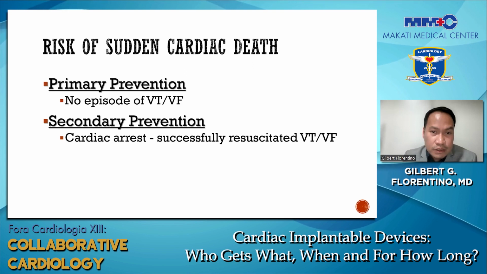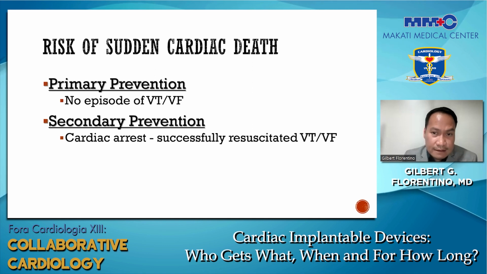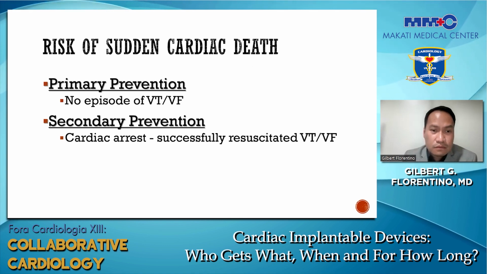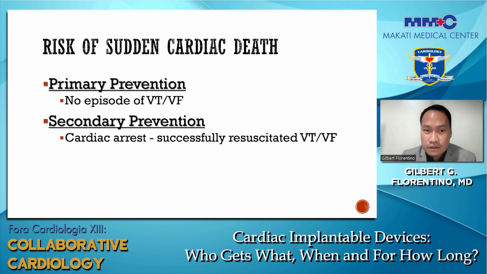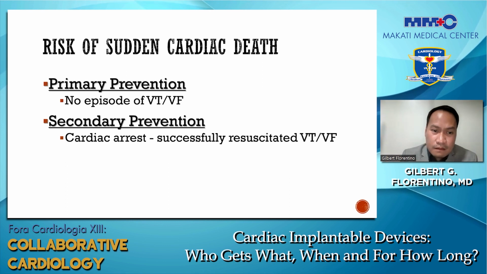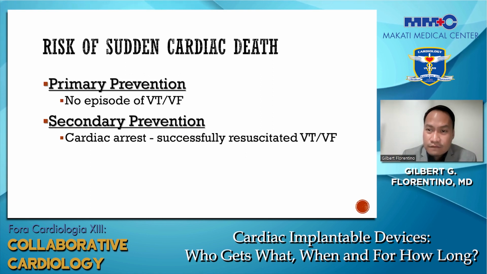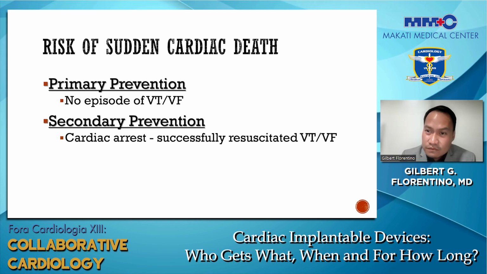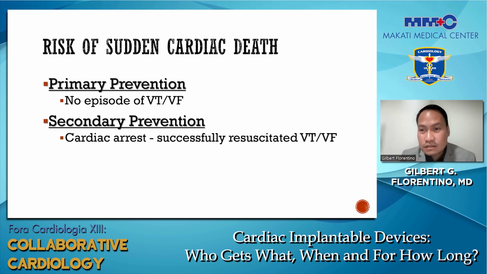We have two indications that can fall under primary prevention or secondary prevention. Simply put, under primary prevention, there's no event yet. The patient didn't go into cardiac arrest and there's no evidence of ventricular arrhythmias or VT. In secondary prevention, on the other hand, they have already suffered an arrest. If they are lucky and successfully resuscitated from VT or VF, then they fall under the category of secondary prevention. But some of them will not make it. That's why the population for primary prevention is larger than secondary prevention.